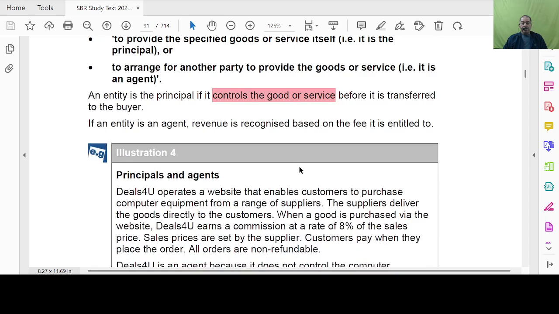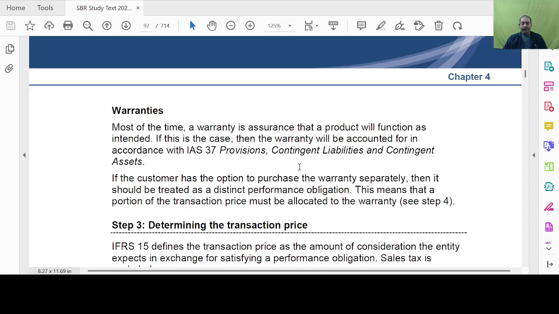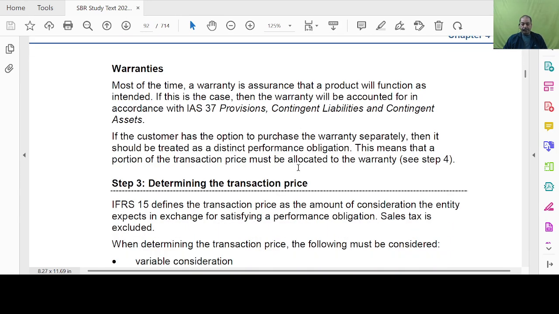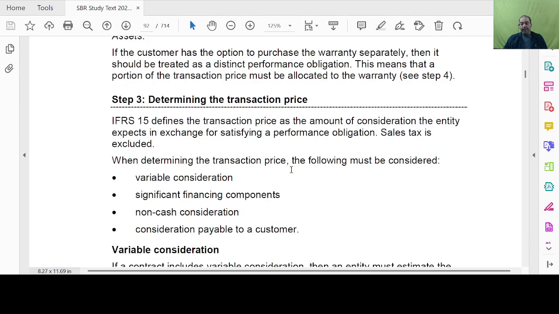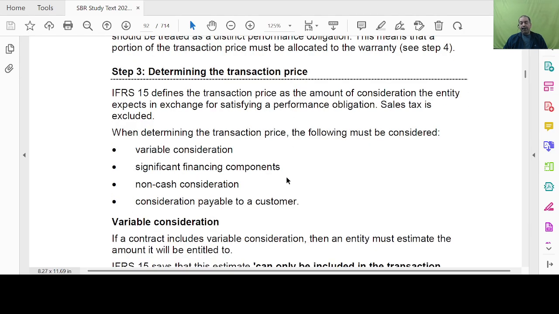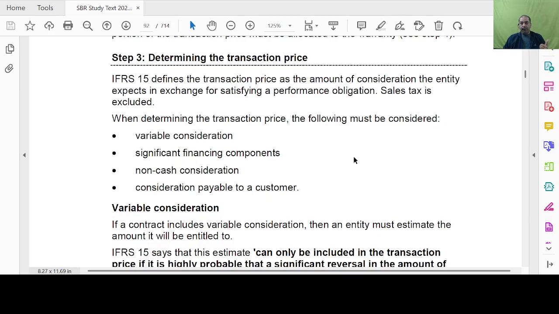Clear? We'll be solving problems on this. Nothing to worry. Coming to step number 3, determining the transaction price. Now this step is very important because there are different types of transactions involved over here. So let us go through this.